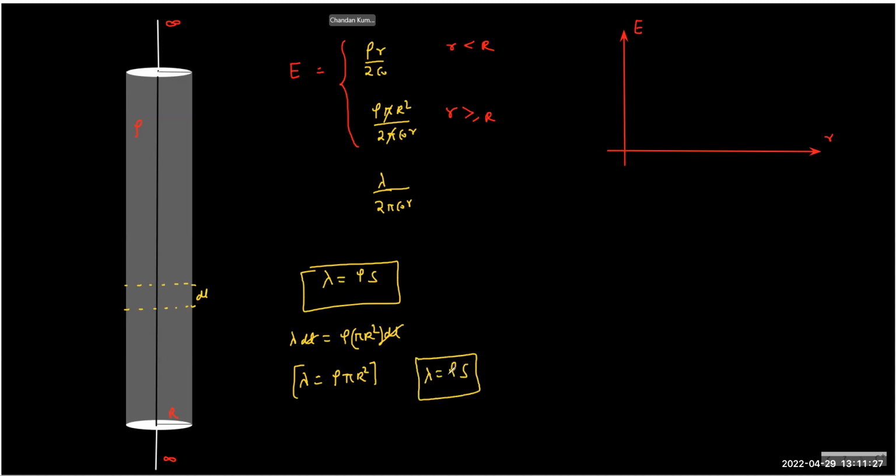For any point outside, it is as good as a line charge. That is what we need to remember. Understood? Yes. And then you can just convert the lambda into the required formula. You will get the right answer. Is this clear? Yes, sir. All right.